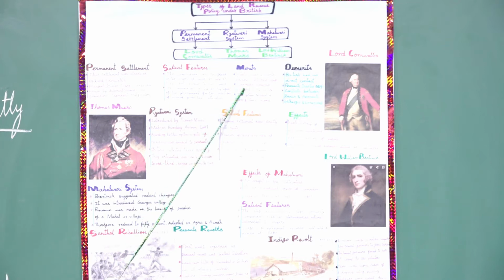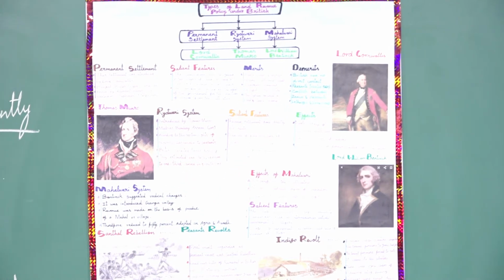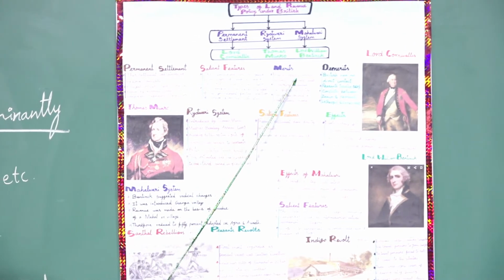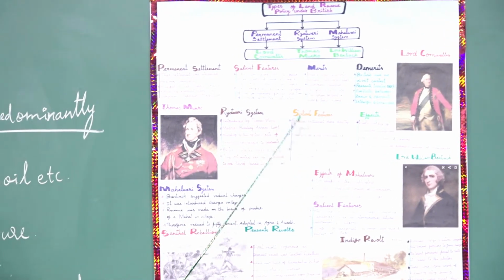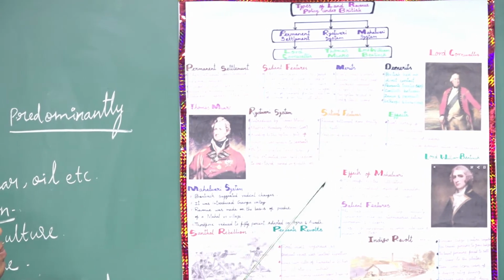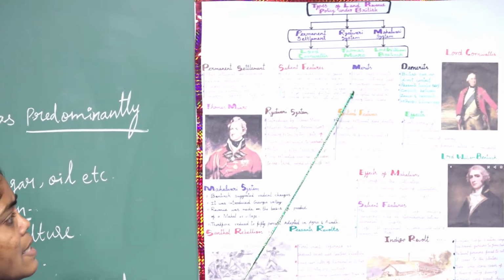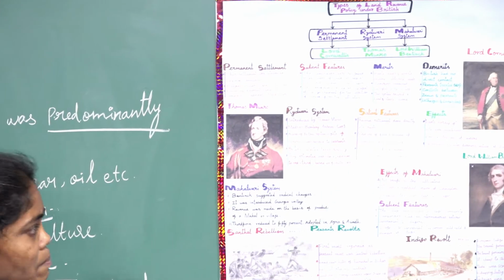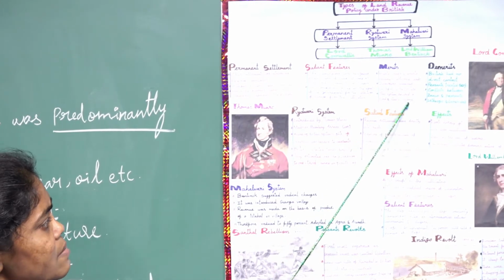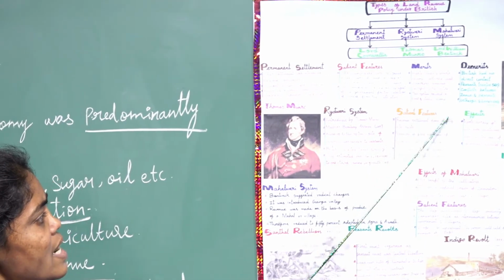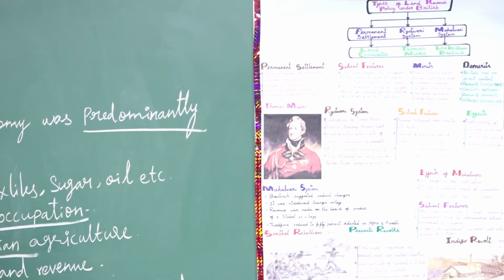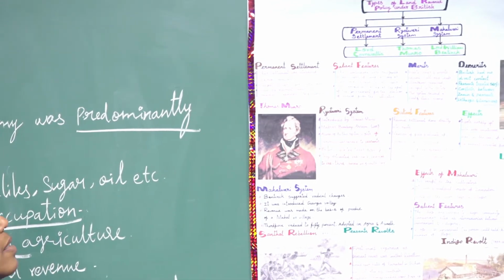Next we will see the merits and demerits, advantages and disadvantages. Wastelands and forest became cultivable land. These are the merits. Zamindars remained faithful to the British. This system secured a fixed and stable income. So these are the advantages.